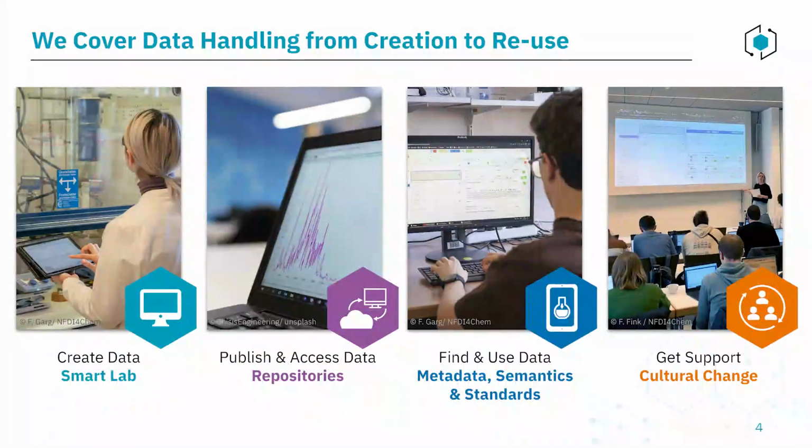NFDI for Chem is the chemistry consortium within the German National Research Data Infrastructure, and we support our research community in handling research data from creation to reuse. This is shown on the slide. So for example, when you create your research data, we support you with a smart lab. That can be electronic lab notebooks, for example.